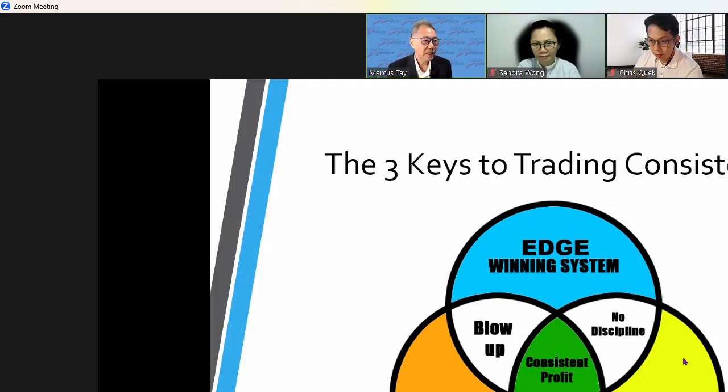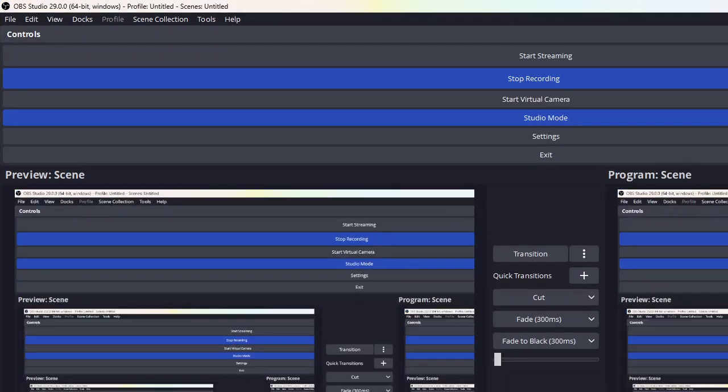So the key to consistent trading is this thing called the REP system. You need to have risk management. You need to have a winning edge. You need to have a good trader's mindset. With all these three internalized, you will be able to achieve consistent profit. And this is what we focus on a lot.